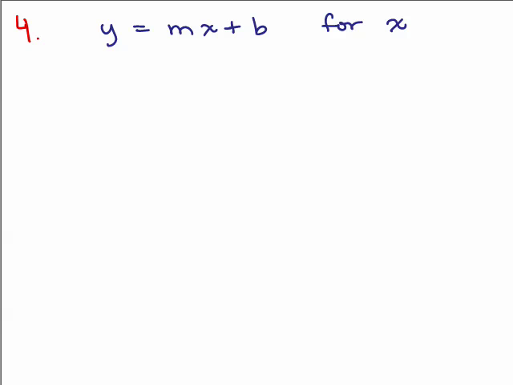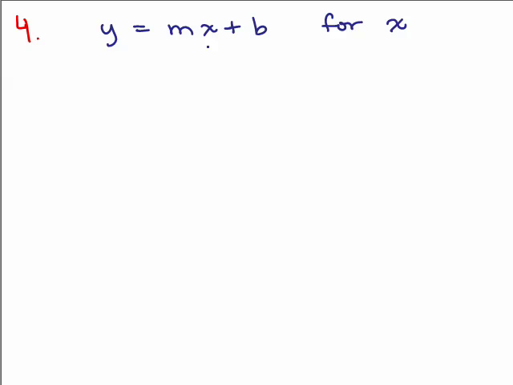Number 4, y equals mx plus b. We're solving for x. This is the formula that we use in graphing. Those of you who have had algebra before, you may have seen it. I won't go over what this stands for right now, but this is a formula when you're graphing lines. So we're going to solve for x. So there's only one place there's x, right?